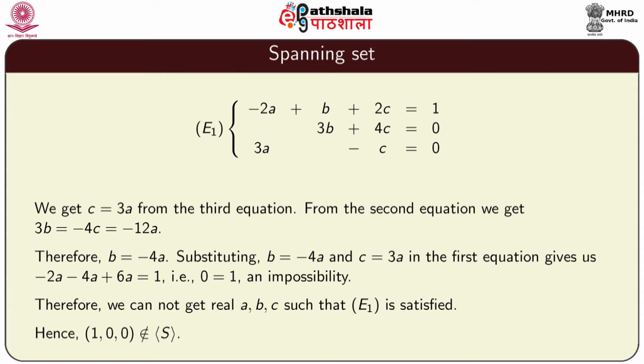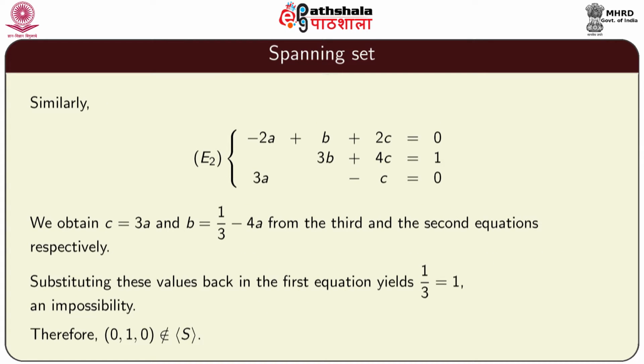Now it is time to see whether 0, 1, 0, the second canonical basis vector, belongs to span of S. So, this question naturally gives rise to this new system of equations denoted by E2. Again, if we can find real numbers a, b, c such that they satisfy this system E2 simultaneously, then we indeed have 0, 1, 0 belonging to span of S.